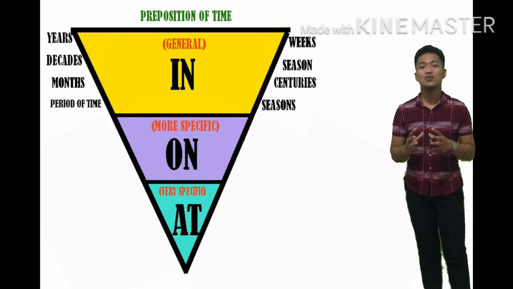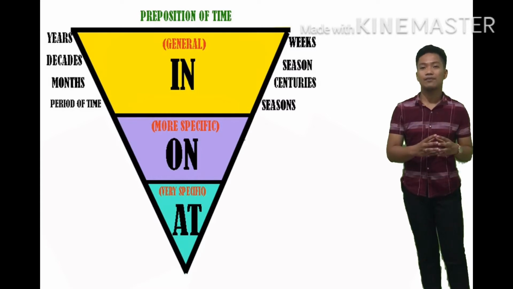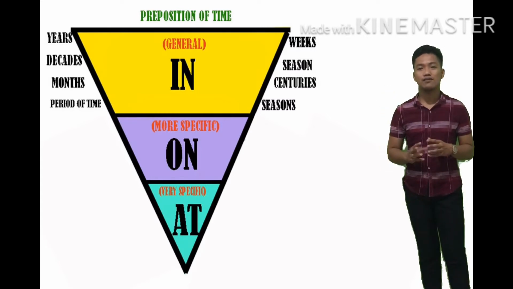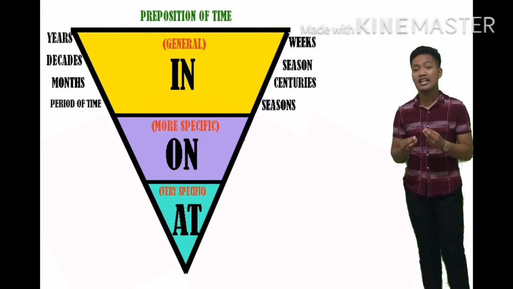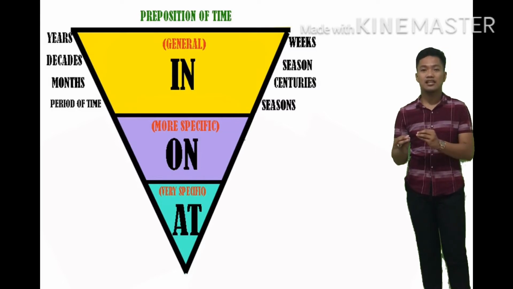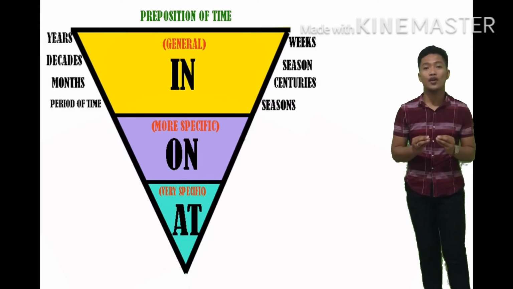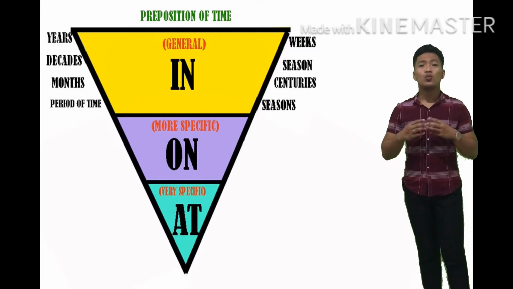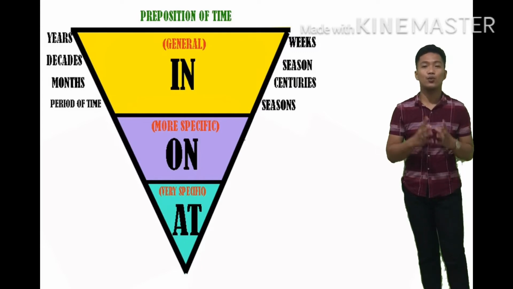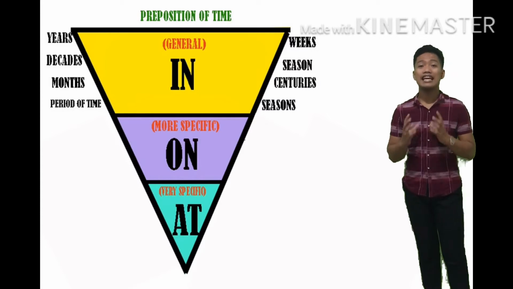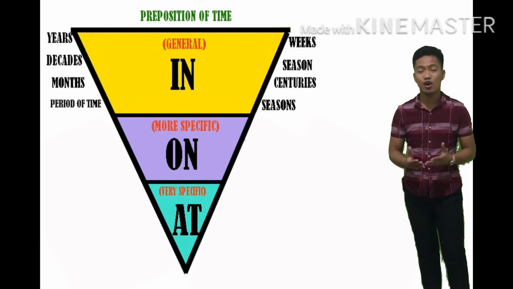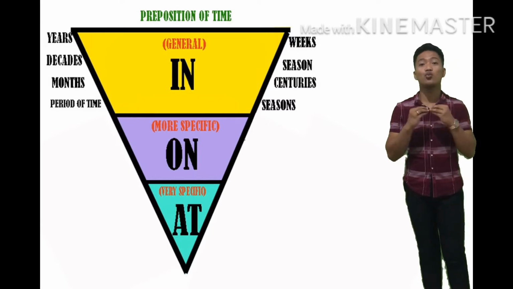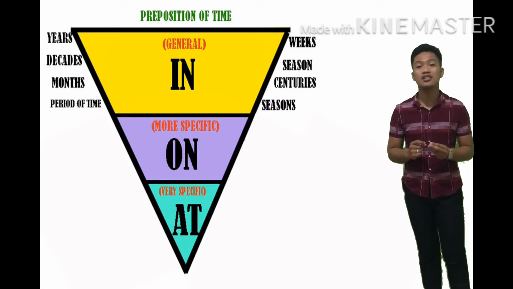Fourth, we can use in with weeks and months. For example, in March, in July. Next, it could be seasons: in autumn, in spring, or in winter. So we use in a sentence when the object of the preposition is general. There are no specific dates or specific times when it happened or will happen. So that is the preposition in.